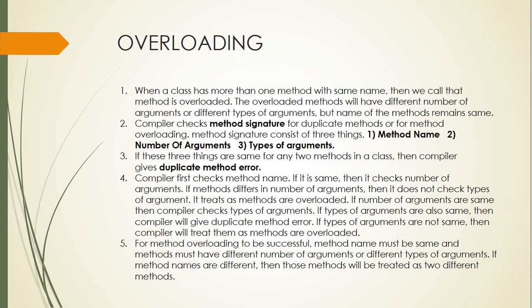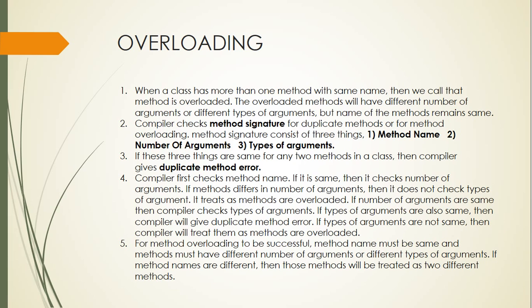When a class has more than one method with the same name, then we call that method overloaded. The overloaded methods will have different numbers of arguments or different types of arguments, but the name of the methods remains the same. Compiler checks method signature for duplicate methods or for method overloading. Method signature consists of three things: a method name, number of arguments, and type of arguments. If these three are the same for any two methods in a class, then compiler gives duplicate method error.